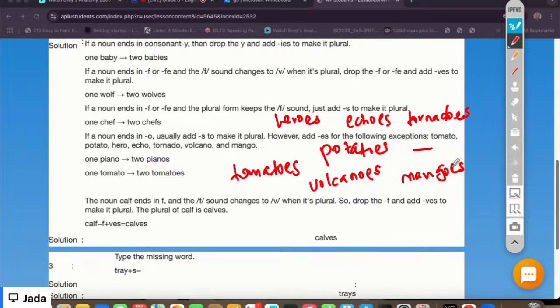So we have some very unique words that end with O, and then you will have to make it ES. So you add ES to the end. So it will be what? Heroes, echoes, tornadoes, potatoes, mangoes, volcanoes, tomatoes. And then usually if the word ends with just O, you would add S. But then we have exceptions.